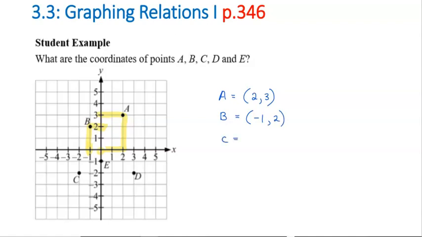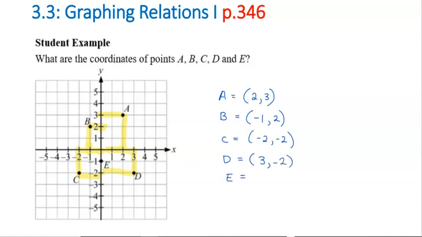For C, I'm looking over, it's at negative 2 for X and negative 2 for Y. It's negative 2 for X, comma, negative 2 for Y. For D, I'm at the positive 3 for x, and down to 2 for y. So this is going to be positive 3 for x and negative 2 for y.